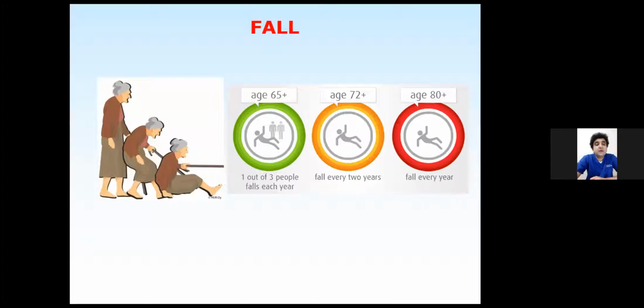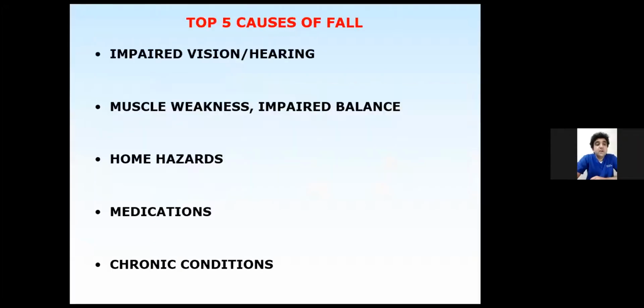the risk of fall is almost every year. So as we age, even half a decade's increase in age increases the risk of falls, and the frequency and incidence are much higher. That's the reason we say falls are important. And at the end of each decade, the risk of fall keeps going higher.